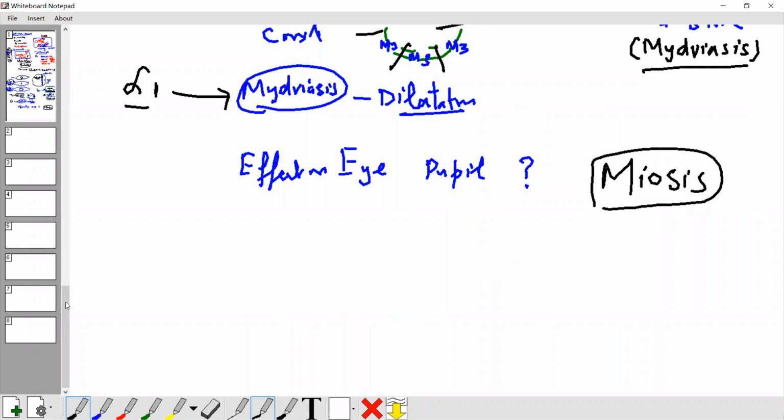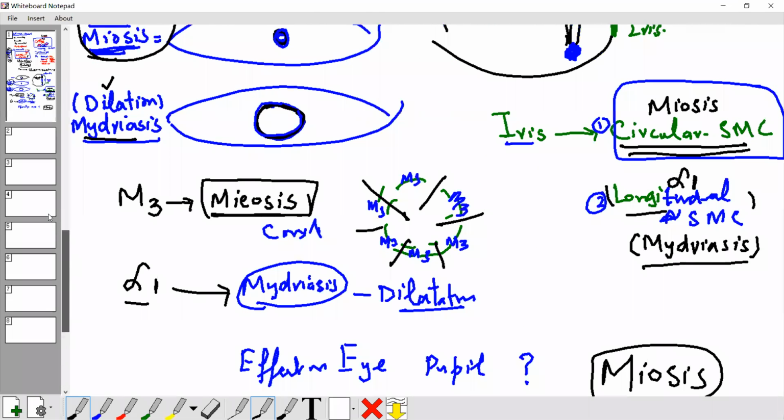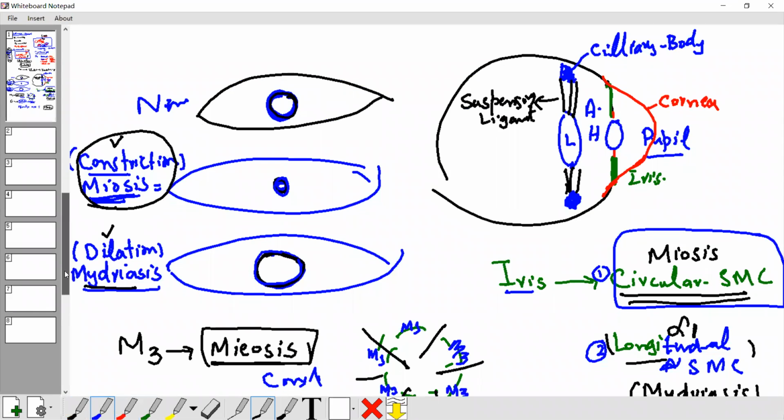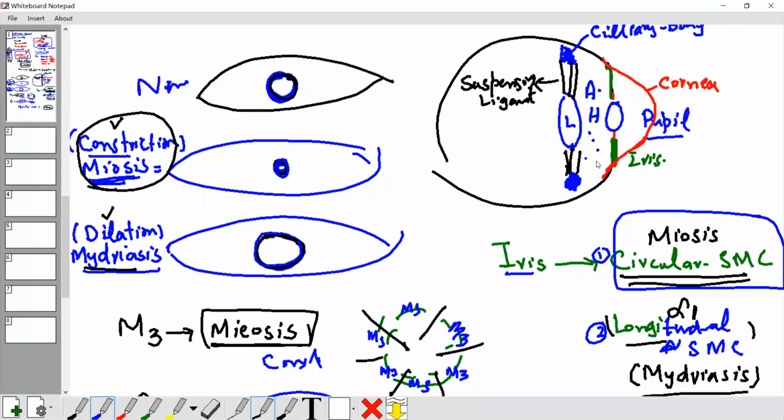Now the remaining eye structures. Coming again to this picture. What is this structure? Anatomy. This structure is the cornea. Inside the eye, we have water. That water is known as aqueous humor.